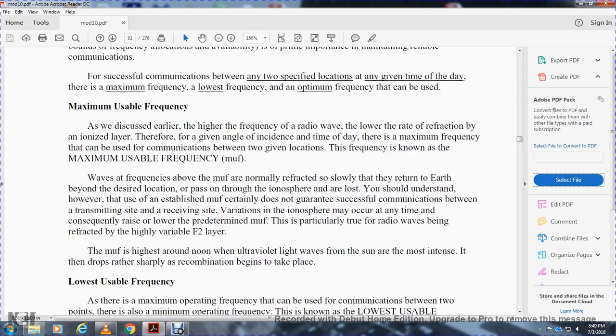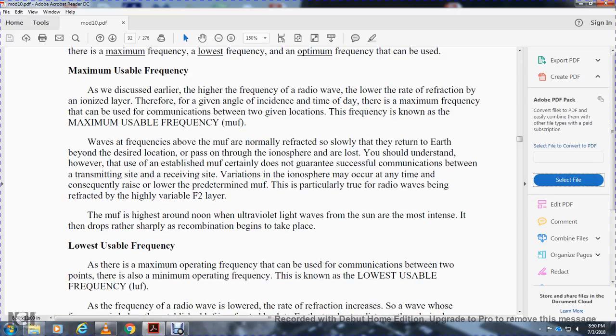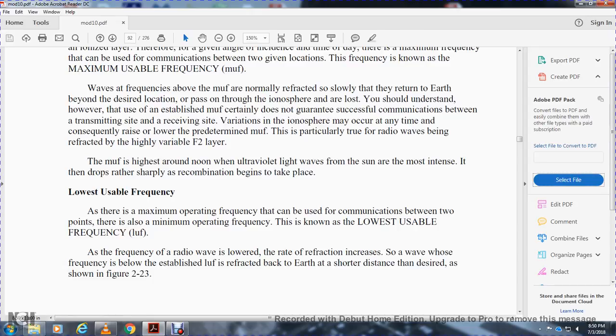Waves of frequency above the maximum usable frequency are normally refracted so slowly that they return to Earth beyond the desired location, or pass through the ionosphere and are lost. You should understand, however, that an established maximum usable frequency certainly does not guarantee successful communication between the transmitting site and the receiving site. Variation of the ionosphere may occur at any time, lowering the predetermined maximum usable frequency. This is particularly true of radio waves refracted by the highly variable F2 layer. The maximum usable frequency is highest around noon, when the ultraviolet light waves from the sun are most intense, then drops rather sharply as recombination begins to take place.